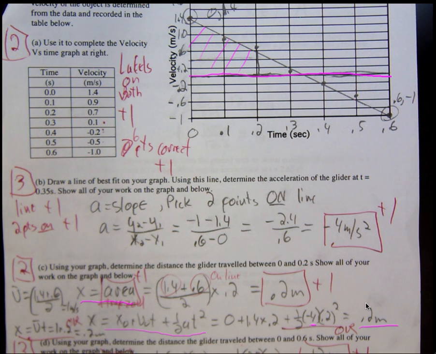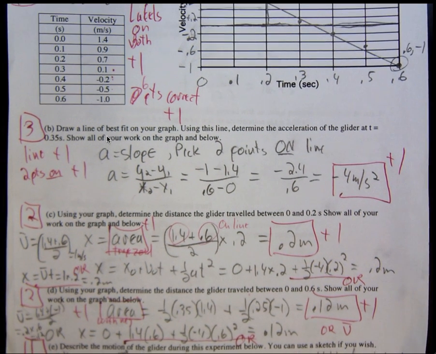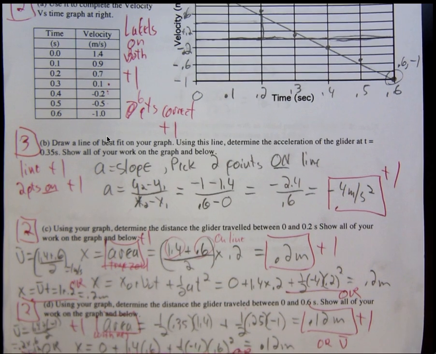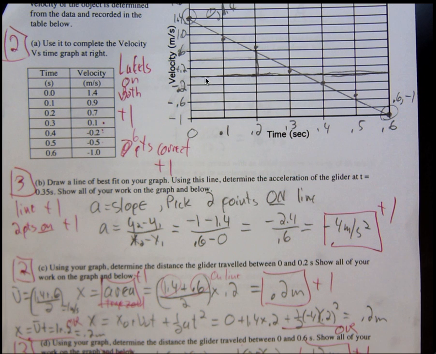And then part D, they want us to figure out the distance the glider went between 0 and 0.6. That would be all the area that's shown on the graph. So let's do the area again. That also works, but again, you have to be careful. Here's our x-axis. You can see I drew it on my graph. The area is this, and that's positive area. And then this, that's negative area. Yes, you can have negative area.